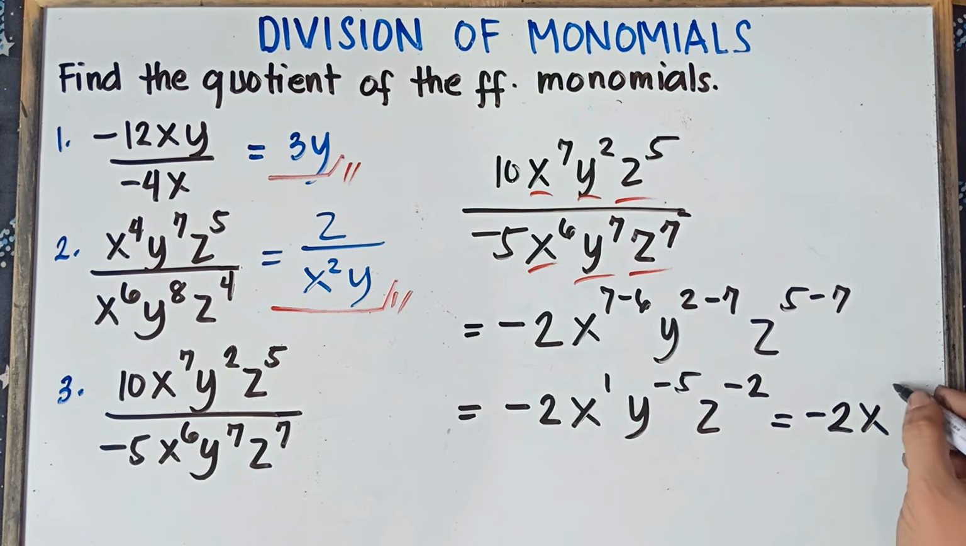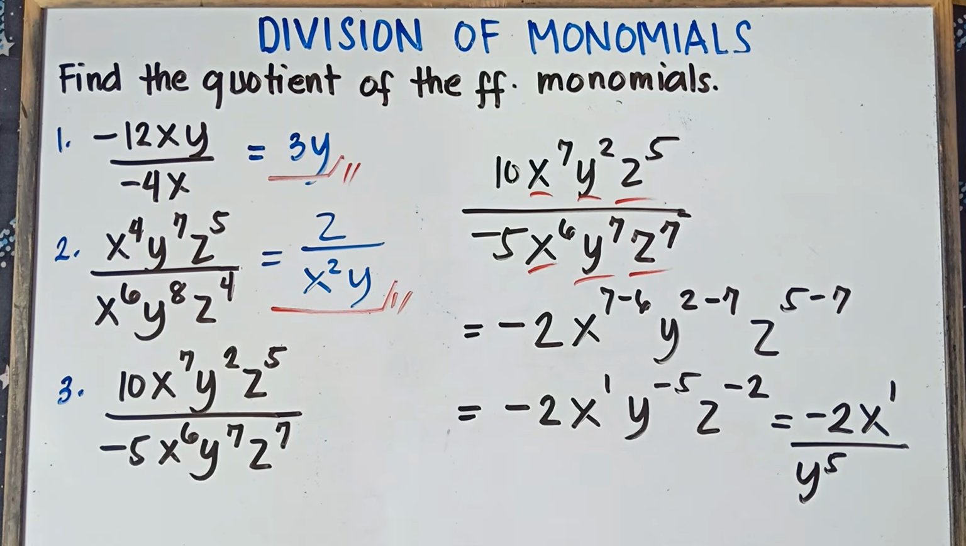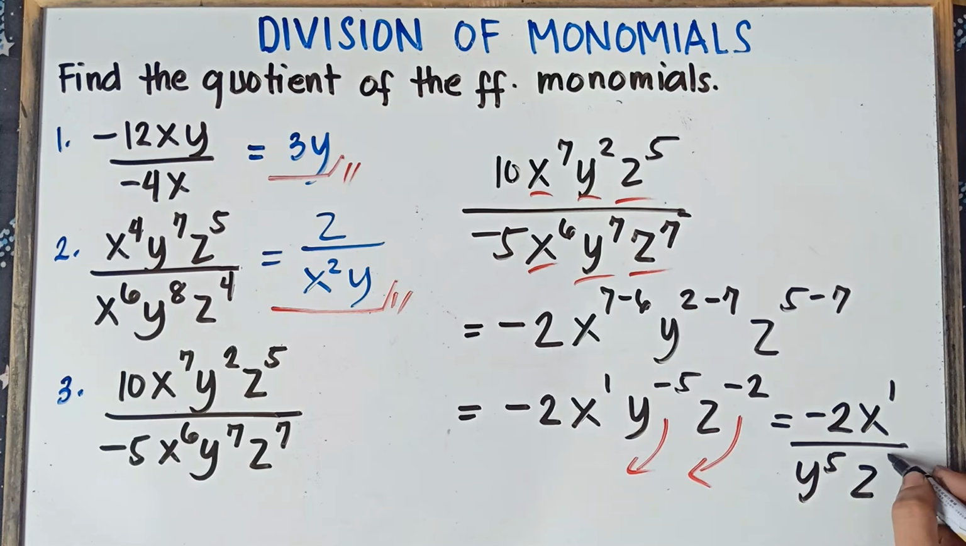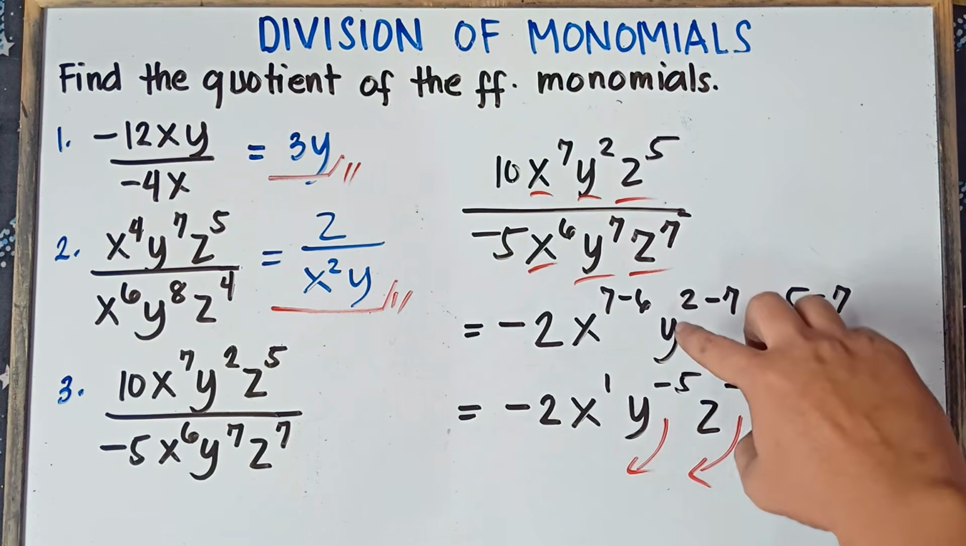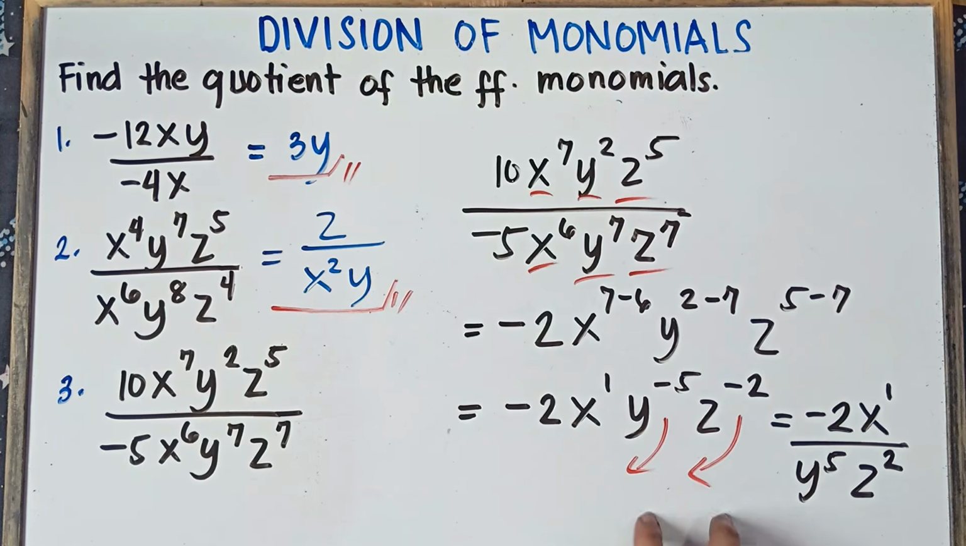Copy x raised to the power of 1 over, put this one on the denominator. So this will be y raised to the power of 5. It will become positive. Put this one on the denominator. Z raised to the power of positive 2. So once again, class, do not be confused. If you have a negative exponent on the numerator, just simply put that one on the denominator and the exponent, class, will be positive. Simple as that, class.